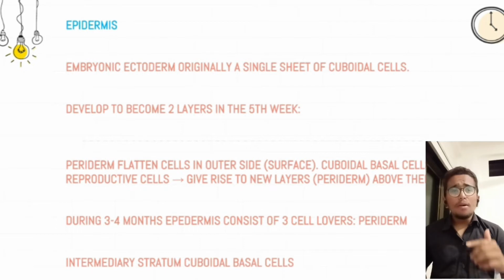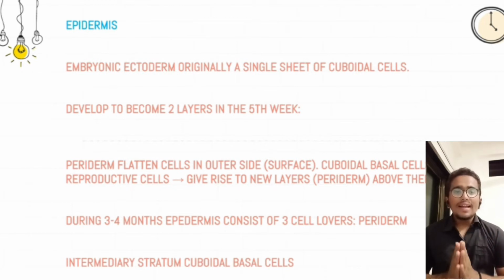Now we will be discussing the epidermis. Let's just focus on the main points of the epidermis and try to remember. First point is embryonic ectoderm, originally a single sheet of cuboidal cells. Second point is it develops to become two layers in the fifth week. Third point is peridermal flattened cells on the outer surface; cuboidal basal cells, reproductive cells, give rise to new layers above them, the periderm. Fourth point is that during the third or fourth month, the epidermis consists of three cell layers: the lower periderm, and lastly the intermediary stratum, and cuboidal basal cells.